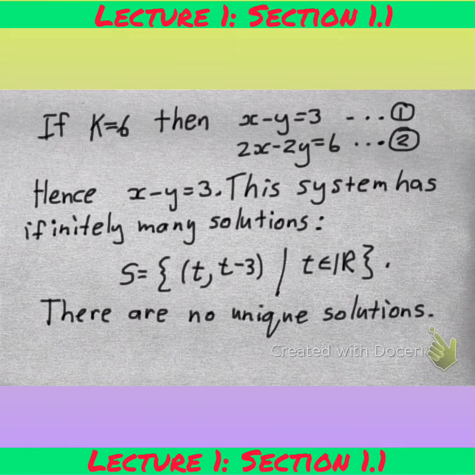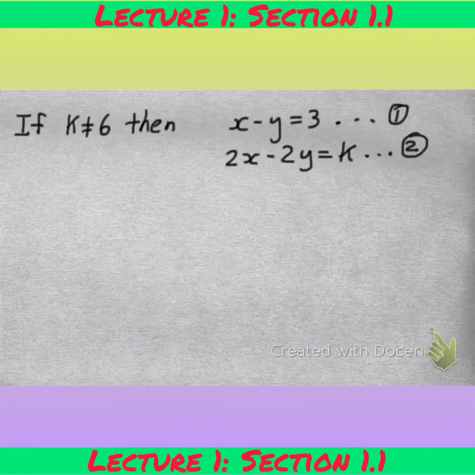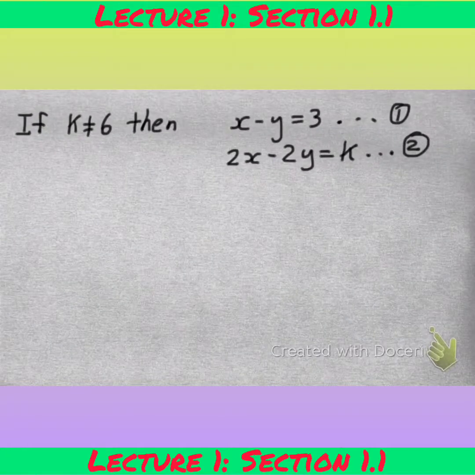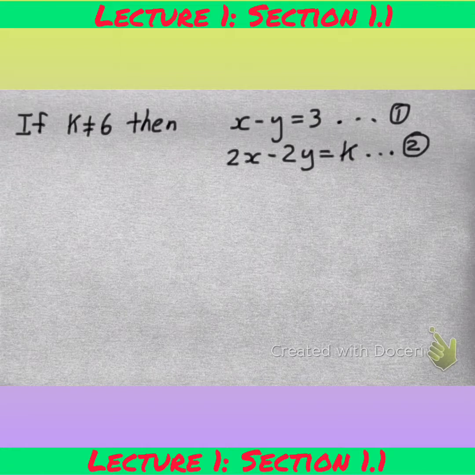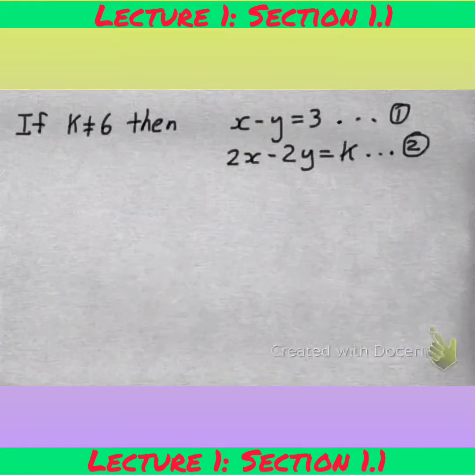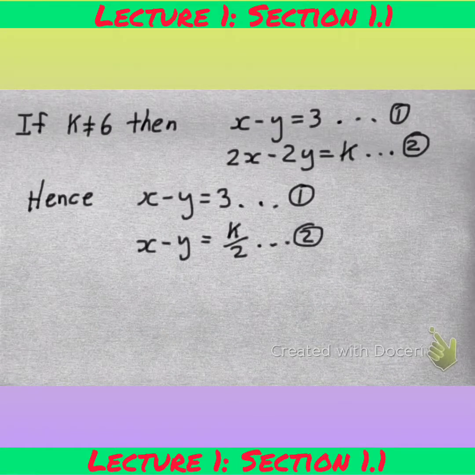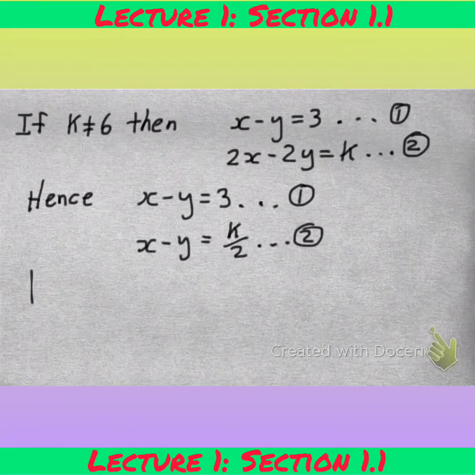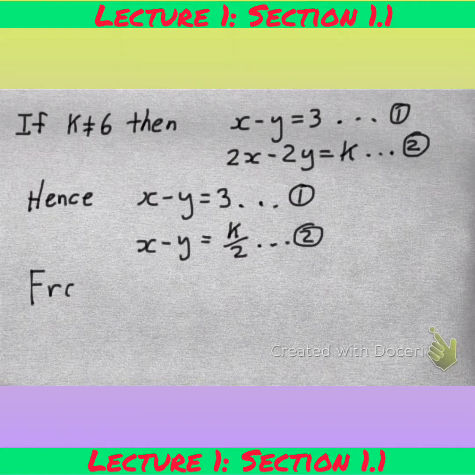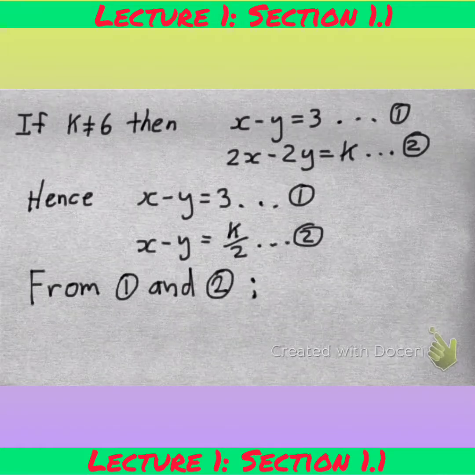So next we need to consider the case where k is not equal to 6 to complete the argument. Right, so considering the case where k is not equal to 6, then we have the linear system as it is there. Right, so we can just go and rewrite that linear system so that it's a little bit neater. Right, so basically from 1 and 2, we can then equate 1 and 2 together.